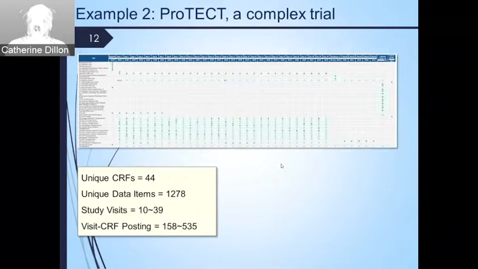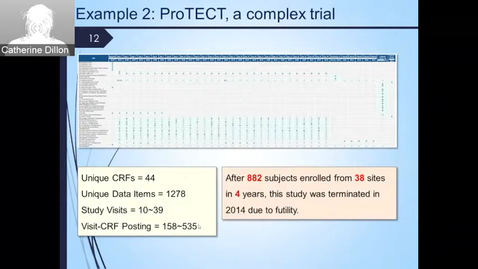Okay, here's an example of a complex trial. This is our PROTECT trial, which was also done through the NETT network. And you can't even see the data collection schedule, I'm quite sure, because it's incredibly long and incredibly cumbersome. There were 44 unique case report forms, almost 1,300 unique data items, and 40 study visits per subject. So you could end up with a total of 353 case report forms per subject posted. It was a very, very labor-intensive study. After 882 subjects were enrolled from 38 sites, after 4 years, the study was terminated in 2014 due to futility.